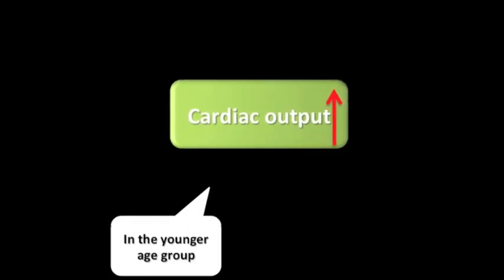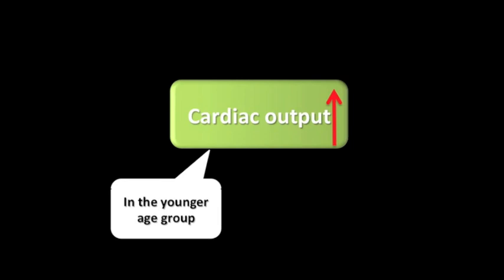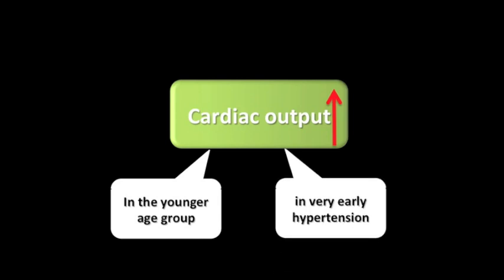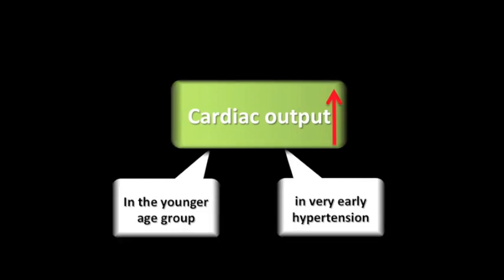In the younger age group, the cardiac output is often elevated. Also, it has been postulated that in very early hypertension, the peripheral resistance is not raised, and the elevation of blood pressure is caused by raised cardiac output, which is related to sympathetic overactivity. However, most patients with essential hypertension have a normal cardiac output but a raised peripheral resistance.